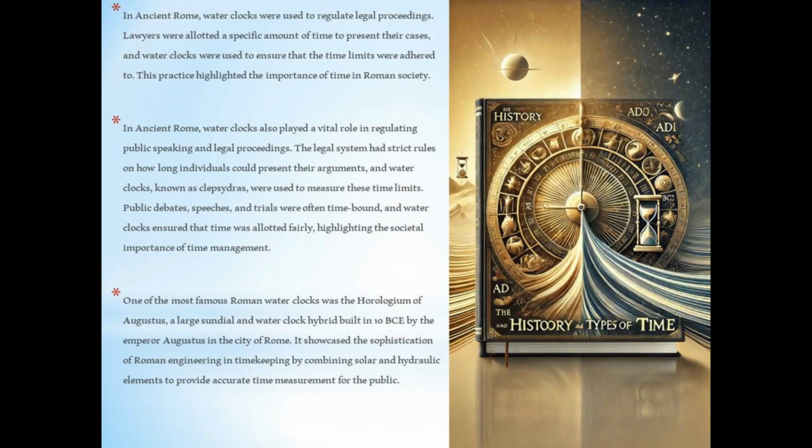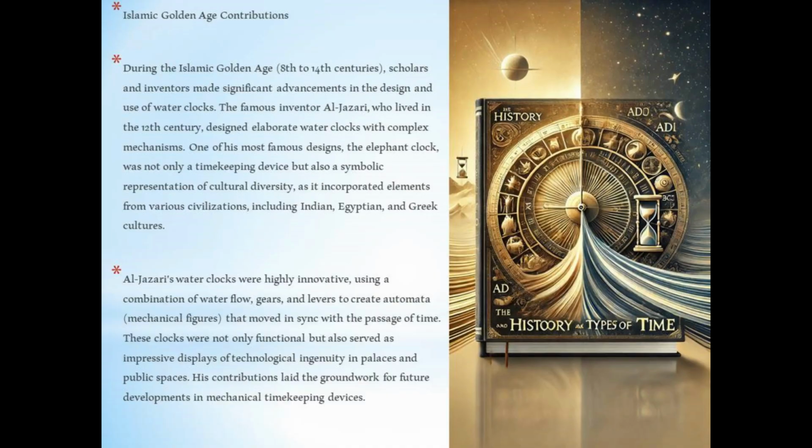One of the most famous Roman water clocks was the Horologium of Augustus, a large sundial and water clock hybrid built in 10 BCE by the Emperor Augustus in the city of Rome. It showcased the sophistication of Roman engineering and timekeeping by combining solar and hydraulic elements to provide accurate time measurement for the public.